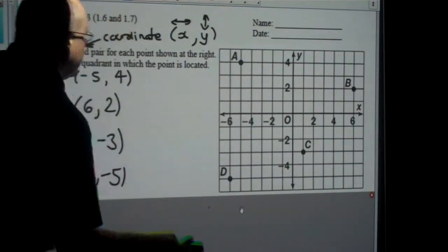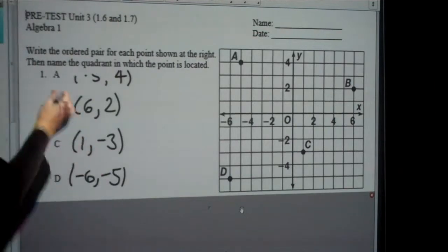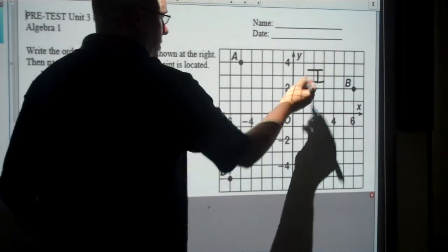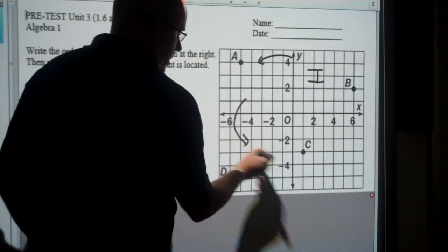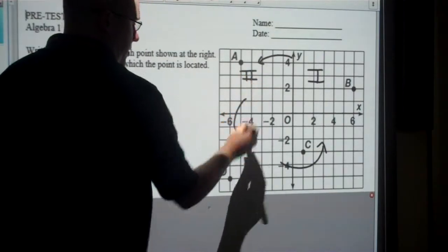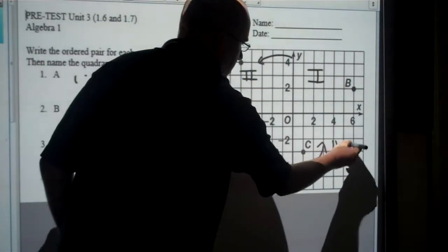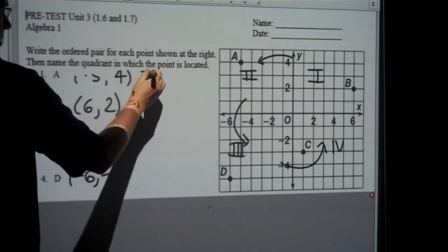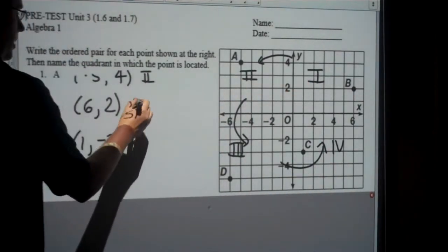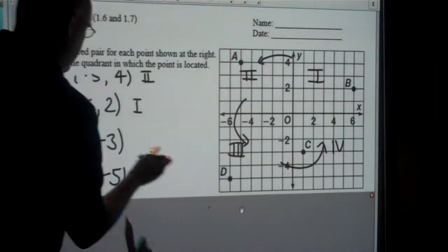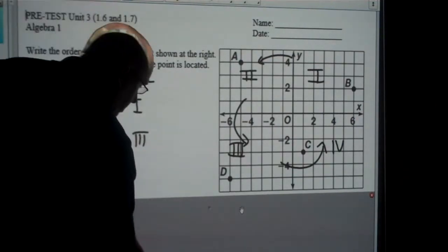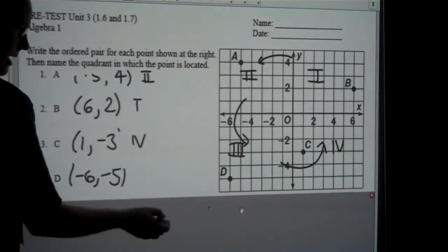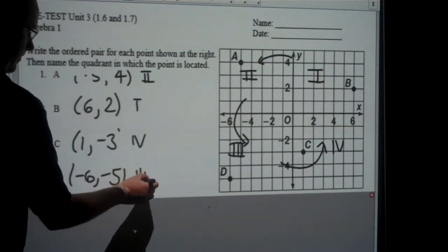Now let me get rid of this, and let me make sure we actually finish the whole question here. It said write the ordered pair. We certainly did that part. But also name the quadrant in which the point is located. Now when we come to label the points, the top right is the first quadrant, and then we go around counterclockwise, like this. So this is quadrant 2, this is quadrant 3, and this is quadrant 4. So A, you can clearly see, is in quadrant 2. B was in the first quadrant. C was over here in our fourth quadrant. And D was in our third quadrant.